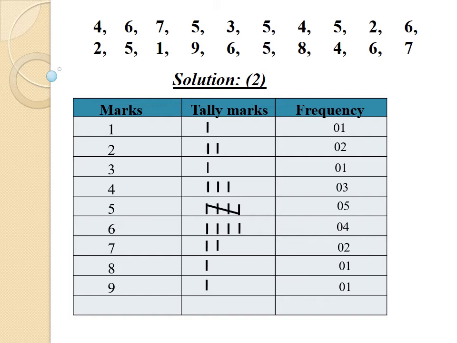Students, find out the total number of observations. The total number of observations is 20. So, we have to write down 20. Students, now after completing the table, you have to read the questions carefully and you have to answer the given questions. Now, let us solve the questions.